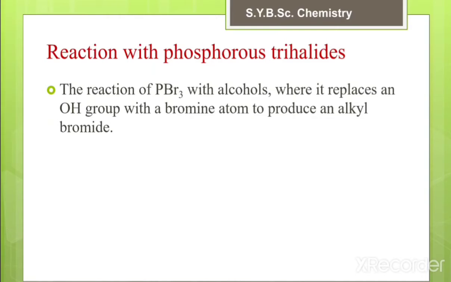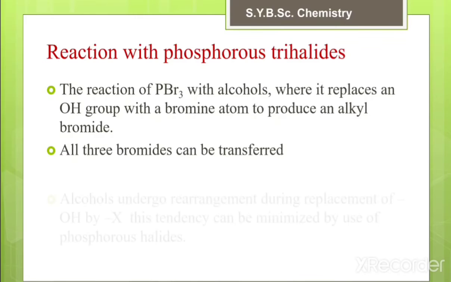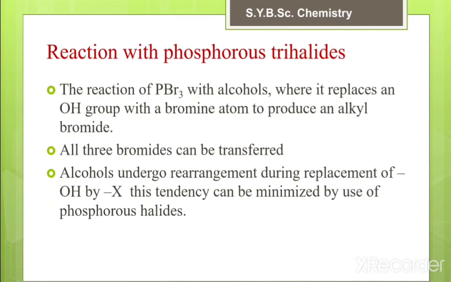That means in this reaction, PBr3 with alcohol replaces an OH group with a bromine atom to produce an alkyl bromide. And the most important thing is that here all three bromides can be transferred, and alcohols undergo rearrangement during the replacement of OH by X.